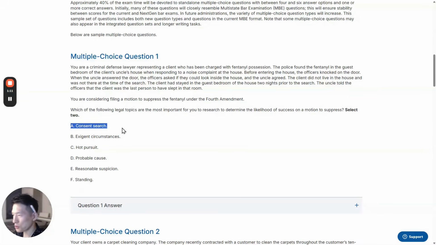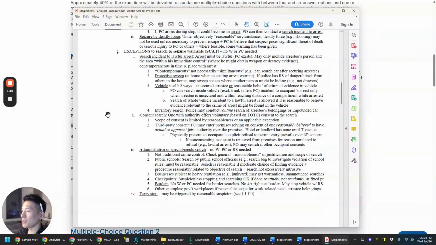If someone has control over the premises, like the uncle, consents to a search, the police generally don't need a warrant. Let's see if we can find something about that here. Consent search. One with authority offers voluntary consent to the search. In this case, the uncle just said, hey, come on in, take a look. This directly triggers the consent search because the uncle controlled his home. His voluntary consent can authorize the search depending on whether the consent was valid.